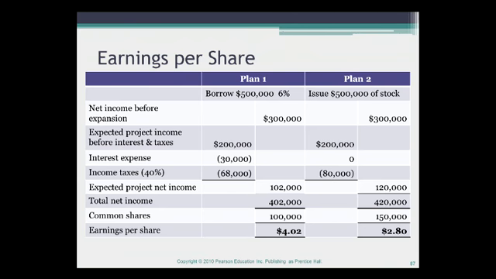Under this plan where we issued the stock, we don't have any interest expense because we didn't borrow the money. So now our income taxes are $80,000 because we didn't have that $30,000 reduction. So our projected project net income is $120,000, a little bit higher. So now total net income is $420,000. But now look what happens. Now we have 150,000 shares outstanding because we issued 50,000 more shares. Earnings per share is your net income divided by the common shares outstanding. So now our earnings per share is only $2.80.